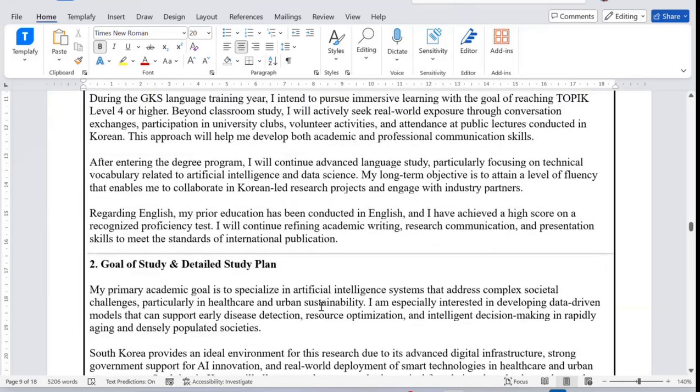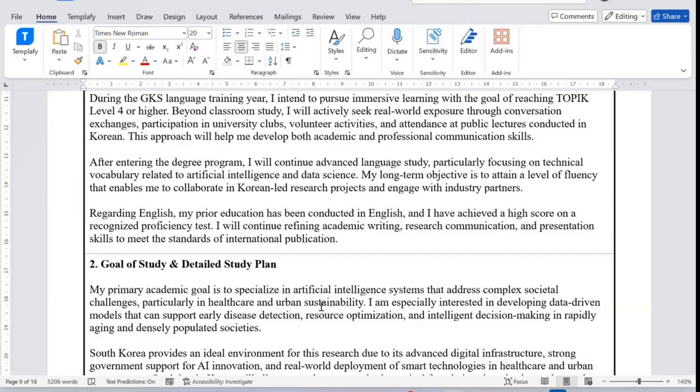After entering the degree program, I will continue advanced language study, particularly focusing on technical vocabulary related to artificial intelligence and data science. My long term objective is to attain a level of fluency that enables me to collaborate in Korea led research projects and engage with industry partners. Regarding English, my prior education has been conducted in English and I have achieved a high score on a recognized proficiency test.